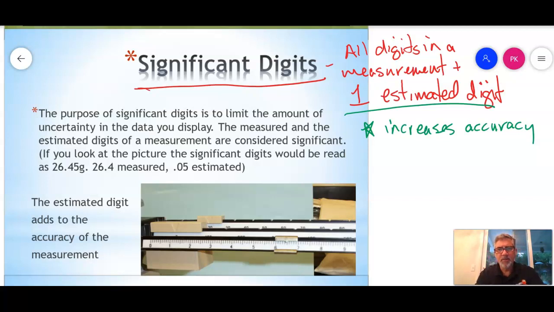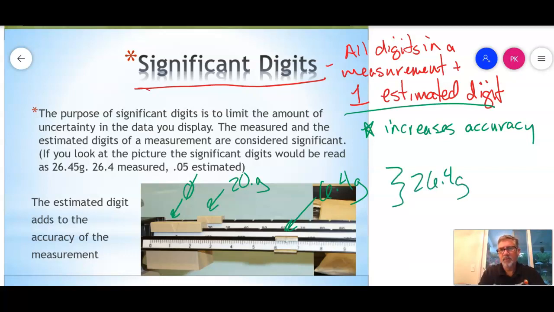So if I look at this measurement on this triple beam balance, here I have 0. Here I have 20 grams, and here I have 6.4 grams, right? So I have a 0 here, I have 20, I have 6.4. So I have 26.4 grams. So those are the real measurements. But if you look at that line right here, you'll see that it's not on 6.4. It's kind of halfway between 6.4 and 6.5.